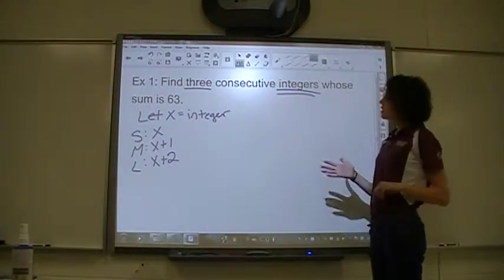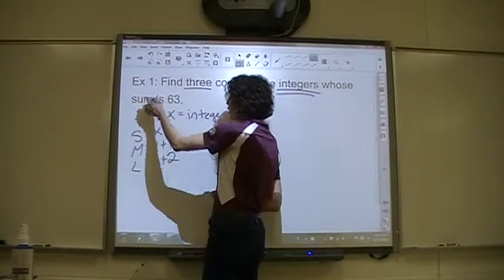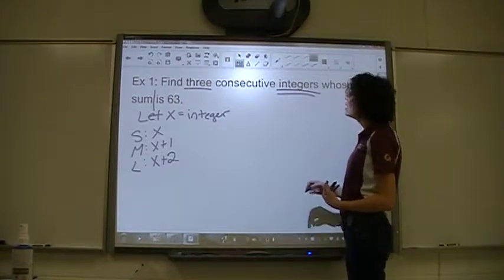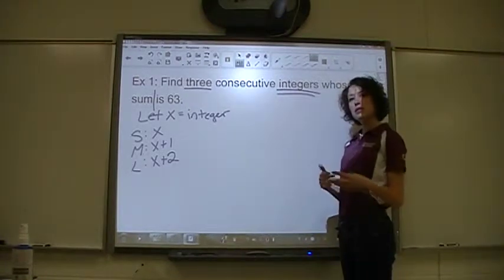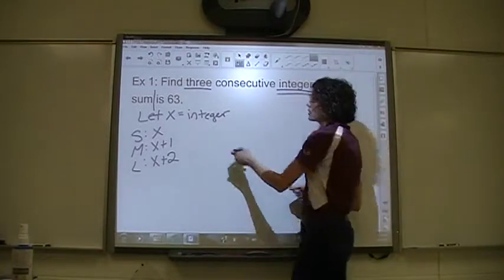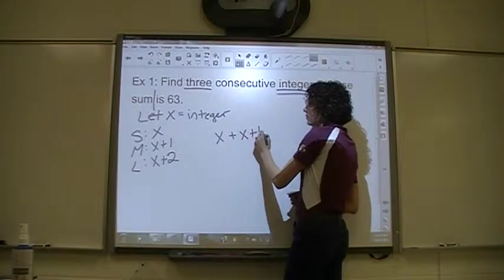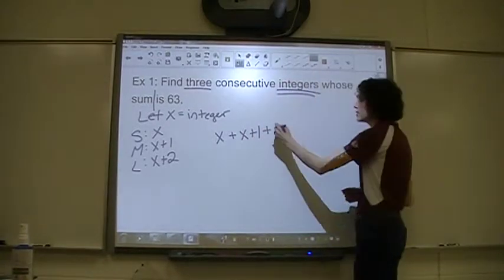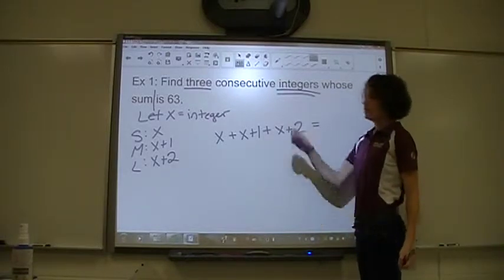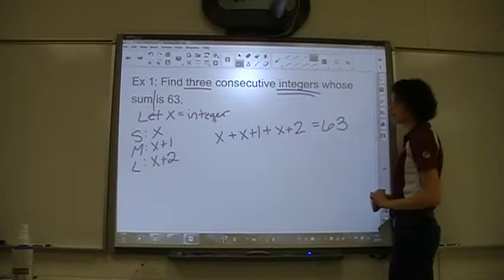Now, you find three consecutive integers whose sum is. Right when you see is, you put a line right there, because that means we're going to be working on the left-hand side of that equal sign. So whose sum? That means that you want to take all of those consecutive integers and add them up. So your small, which is x, and then add your medium to it, which is x plus 1. Then add the large integer, which is x plus 2. Then put an equal sign for your is, and it is 63. So that means we set it equal to 63.